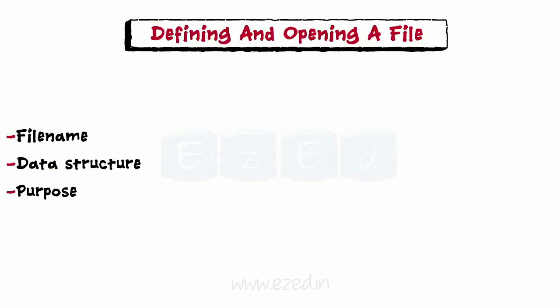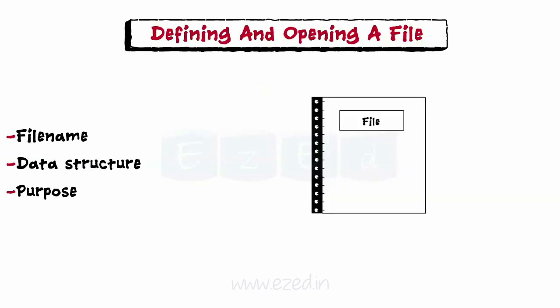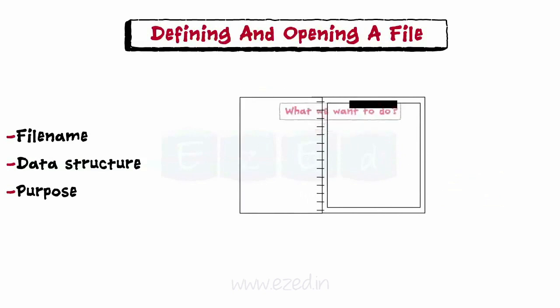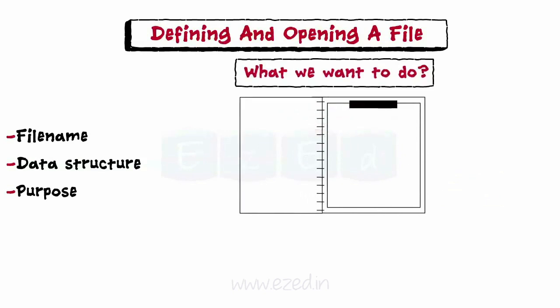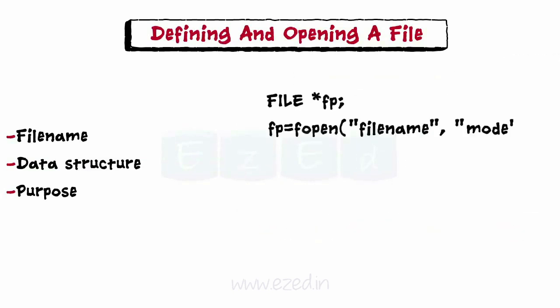A data structure of a file is defined as FILE in the standard input-output library definitions. Therefore, all the files should be declared as type FILE before they are used. FILE is a defined data type. When we open a file, we must specify what we want to do with the file. For example, we may want to write data or read data. The general format for declaring and opening a file is this.